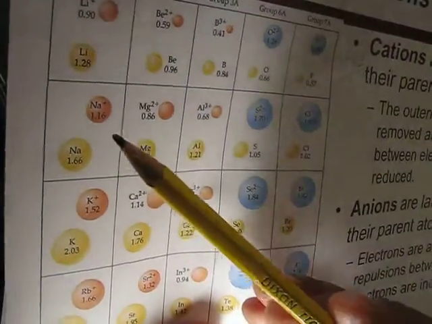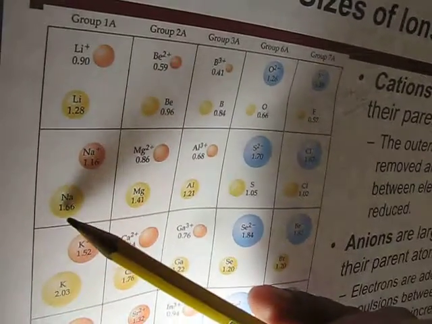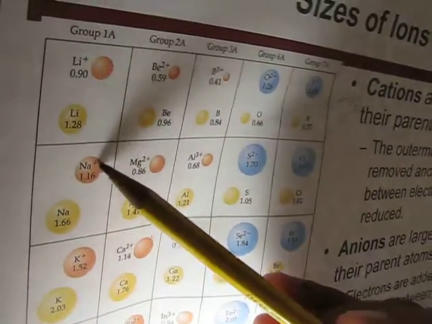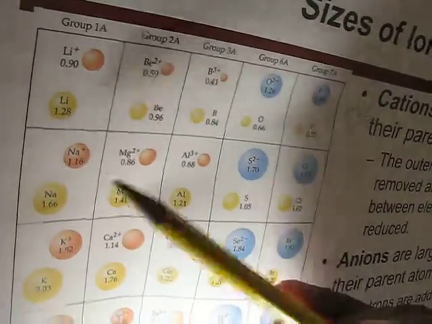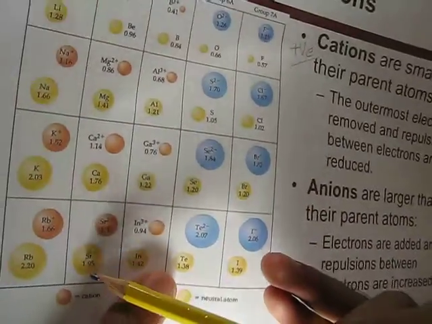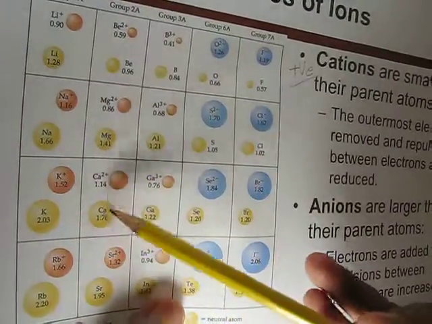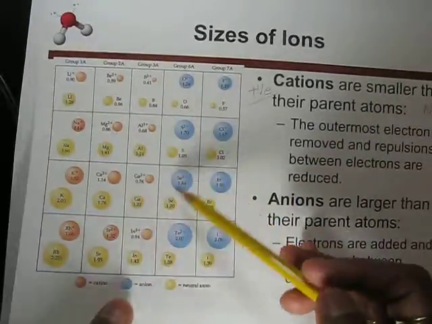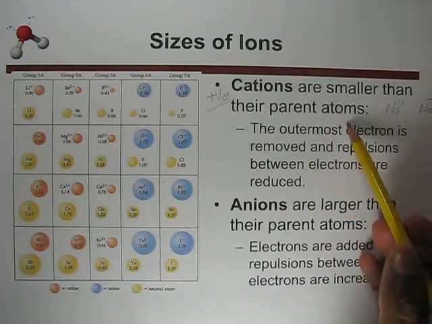And this chart also shows that sodium has an atomic size of 1.66 angstrom, but its ion, sodium plus, is 1.16. So you can see all the positive cations are smaller than their parent atoms. This is the parent atom, the yellow balls, and the red balls are the positively charged ions. So all the cations are smaller than the parent atom.